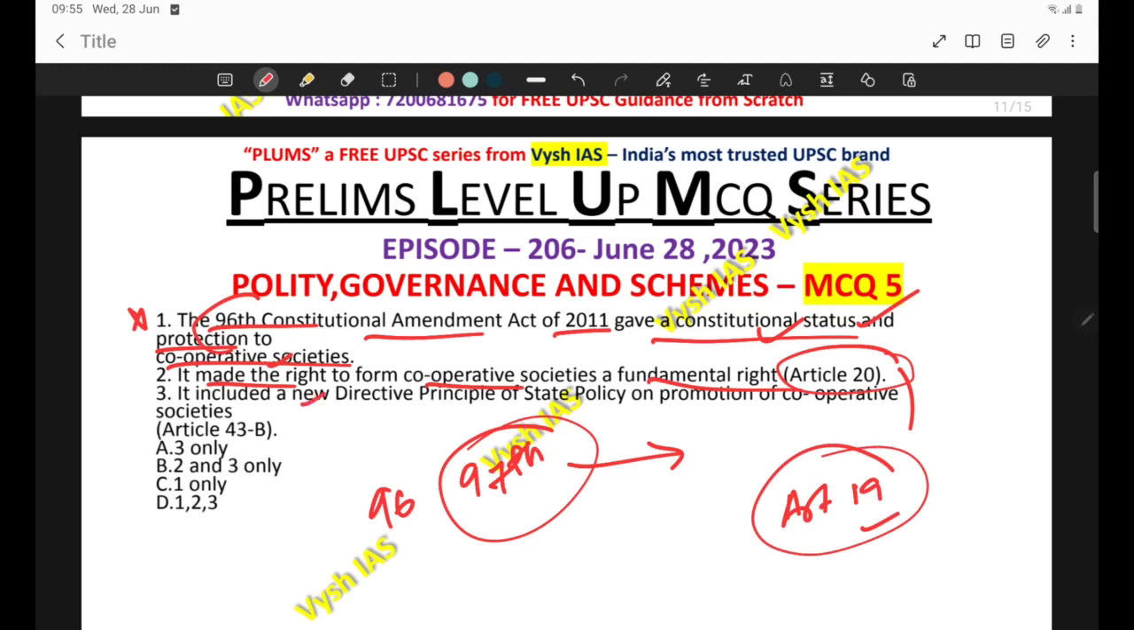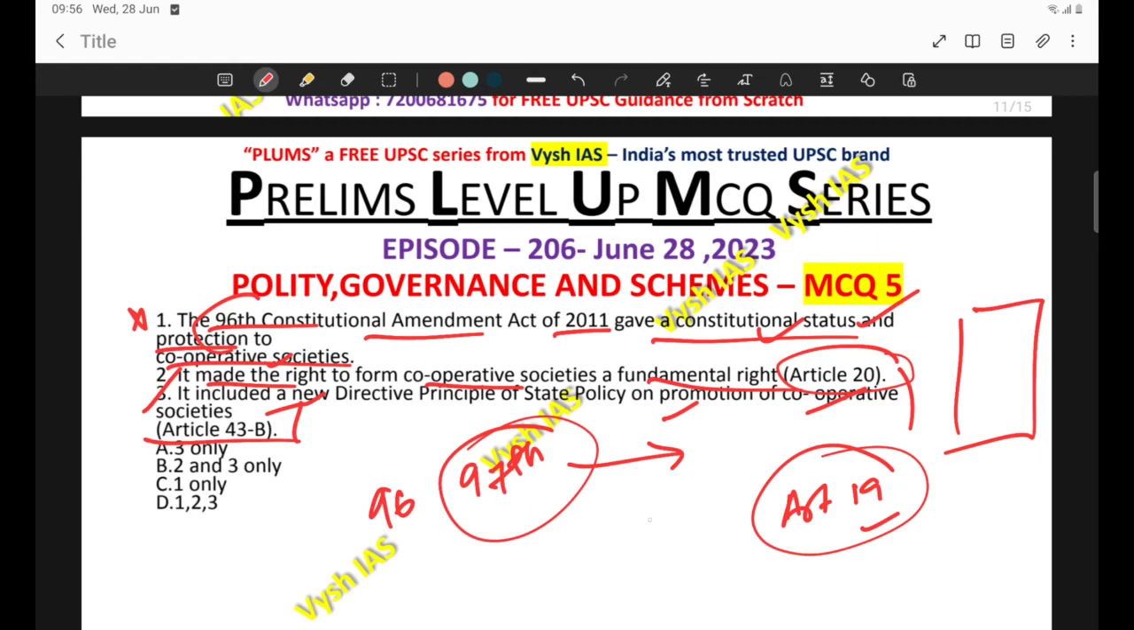Then next is, it included a new directive principle of state policy on the promotion of cooperative societies under Article 43B. Yes, this is a correct statement. If you know the numbers of DPSP and the particular provisions, then you can mark the statements as correct. You can get it easily. Like you can make some mnemonics to learn the various provisions of DPSP in whichever way you feel convenient. If I make a mnemonic and give it to you, that may not feel convenient to you. If you yourself make it, then it will be more memorizable for you.